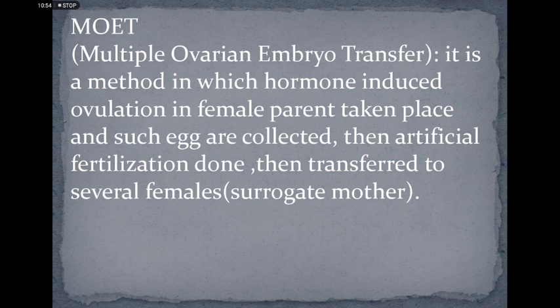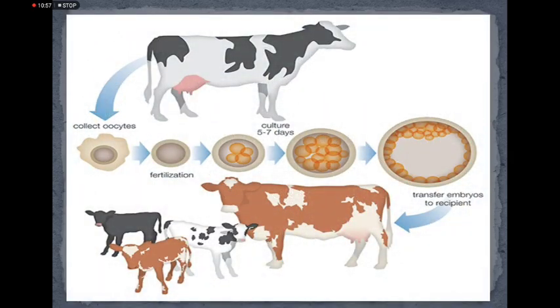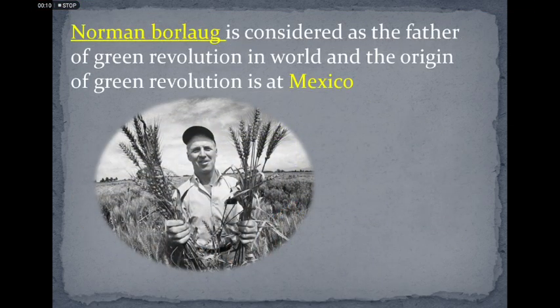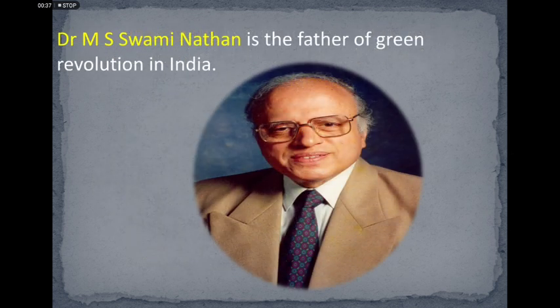Then we move to the field of plants. Plant breeding improves crop quality, yield and economic benefits. Norman E. Borlaug is considered the father of the green revolution in the world, and the origin of the green revolution is in Mexico. Green revolution means a drastic improvement of crop quality through breeding procedures. In India, Dr. M.S. Swaminathan is known as the father of the green revolution.